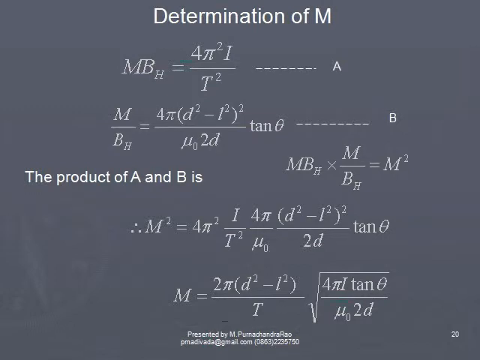The ratio of A and B is MBH divided by M by BH, that is equal to BH square.